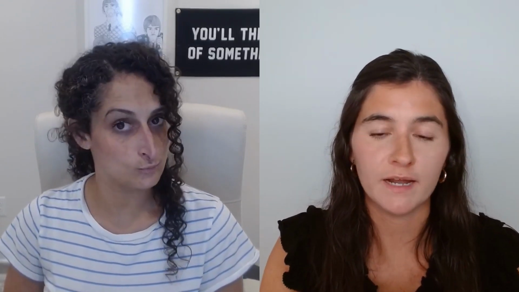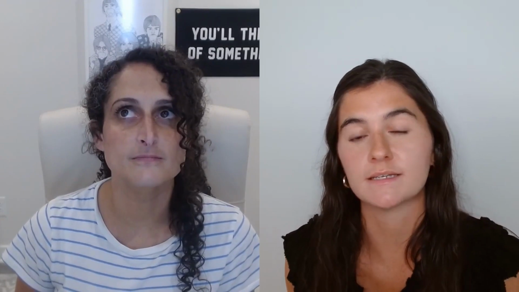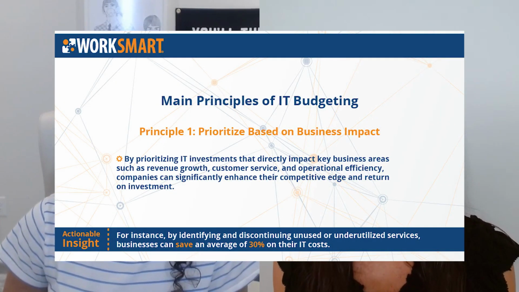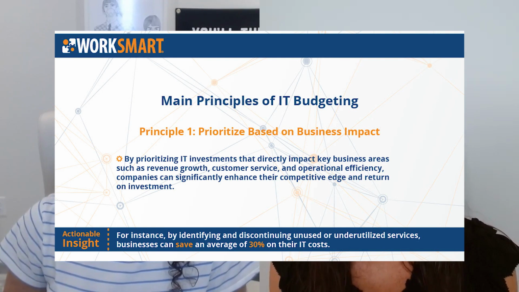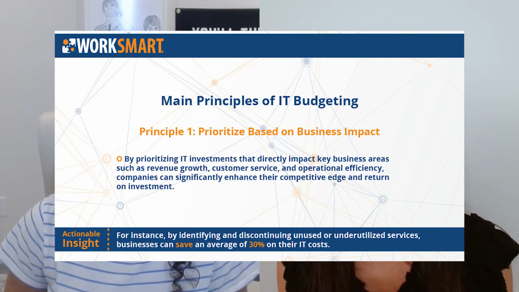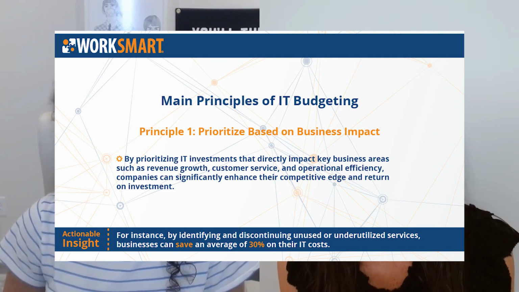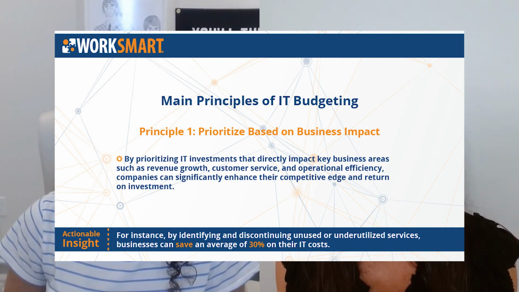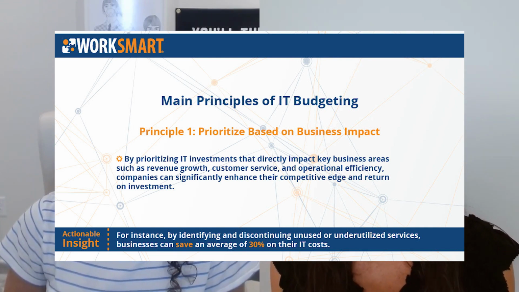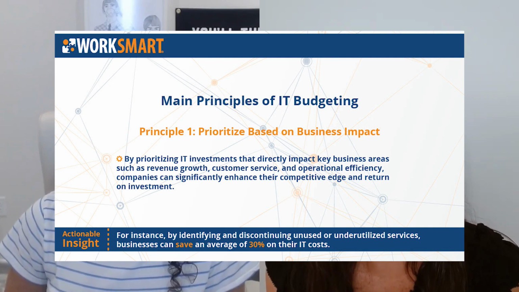So we have 5 priorities that we like to consider when you are talking about your IT budget planning process. Priority number 1 is to prioritize your IT investments based on the business impact. So think about your larger critical business areas like your revenue growth, your customer service and satisfaction, your operations. Those are all very key business operations to making sure that your organization is thriving. And so investing in these areas through technology can really result in a big ROI for your organization.